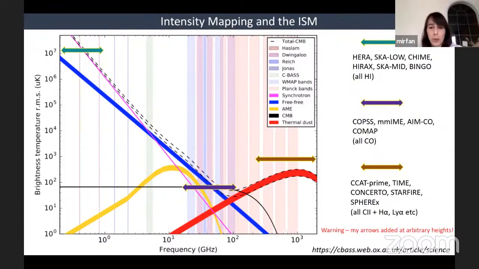So I have taken this plot and I've graffitied over it with my arrows. So the green arrow, the purple arrow, the yellow arrow. Don't worry about the y-axis when it comes to my arrows. All I want to show here is the frequency ranges again. Those pink and purple bands are where WMAP and Planck, these CMB experiments, did their observations. These arrows that I've drawn in are arbitrary heights. They're trying to tell you where you've got intensity mapping experiments going on. So we're looking through a bulk of very similar foregrounds.